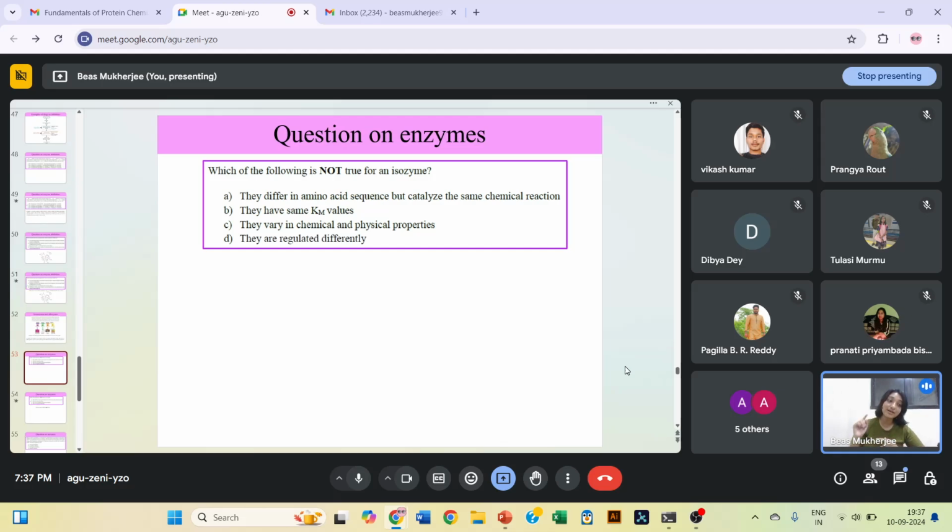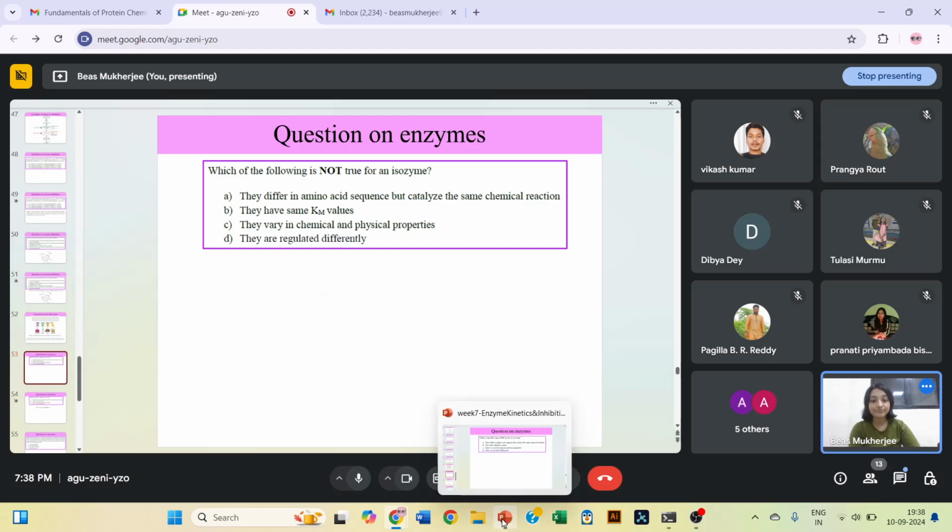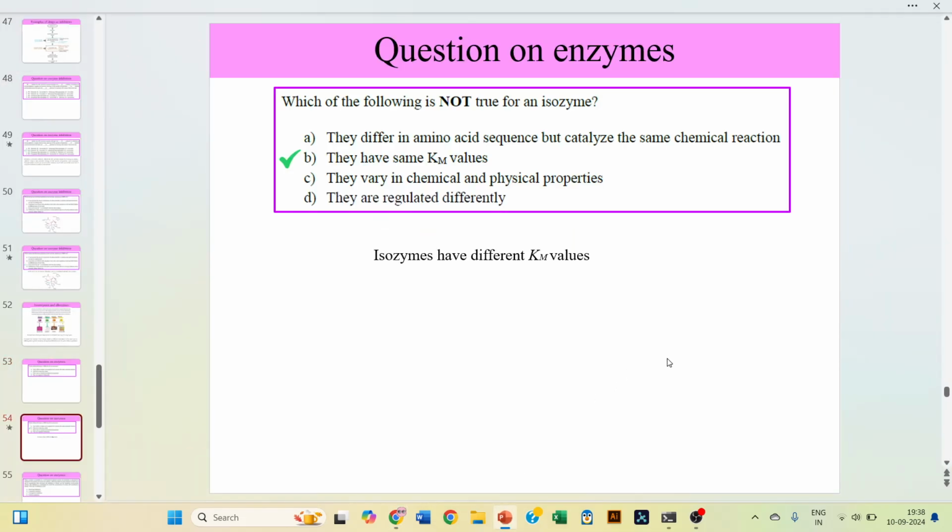Pyruvate kinase in muscle and pyruvate kinase in liver both catalyze the same reaction, giving rise to pyruvate, right? Phosphoenol pyruvate to pyruvate. But they are going to have different Km values. They are going to act on the substrates differently. That is the thing. Let's look at the right answer.